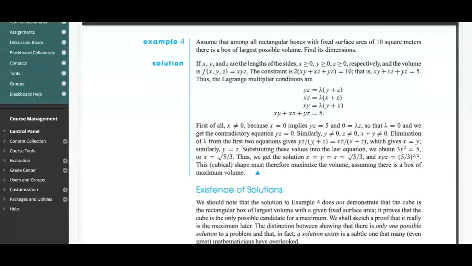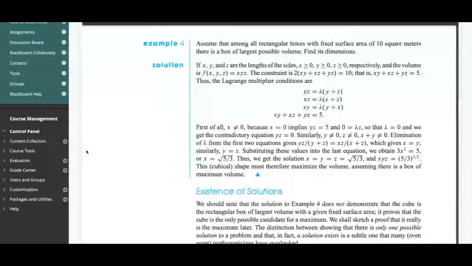All right. So in the end, what do you get? You get x equals y equals z. It's a box. It's a square box. And the side equals square root of 5 divided by 3. So the maximum volume is just this one multiplied by itself 3 times. So we can write it as 5 over 3 raised to the power 3 over 2. Anyone has any question?